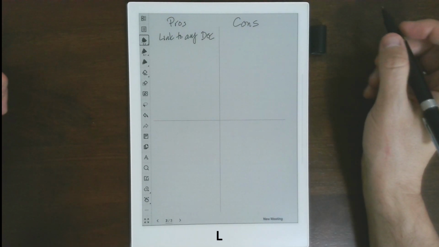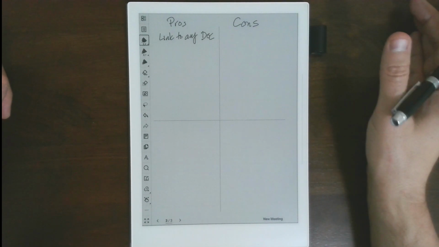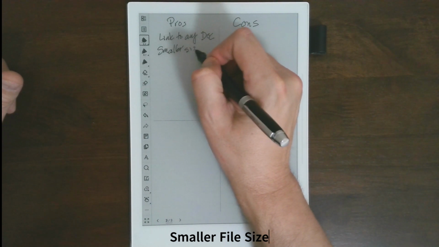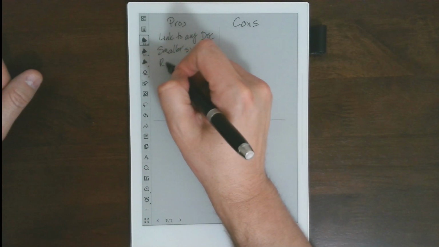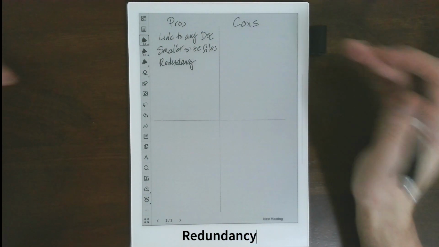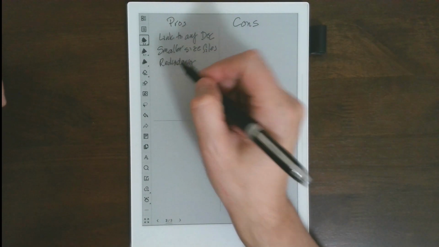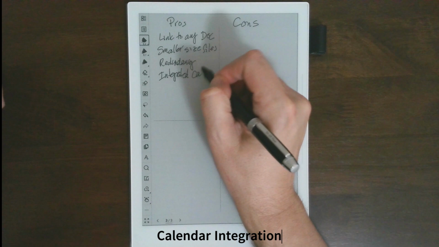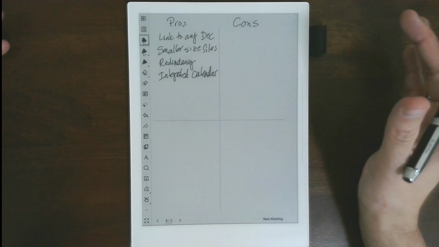Now you can do that with the other planners as a note as well. So some of these are going to overlap, smaller size files. Also, you have redundancy. You don't have to worry about everything being in one file and the possibility of that file becoming corrupted. At the same time, you also have the integrated calendar.